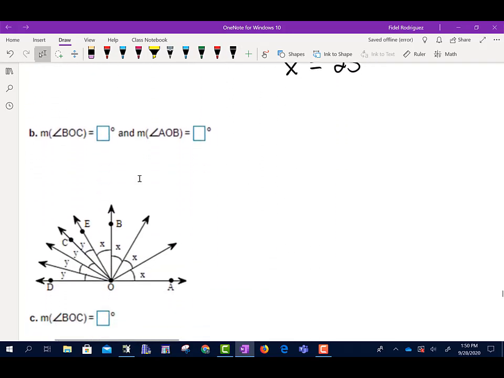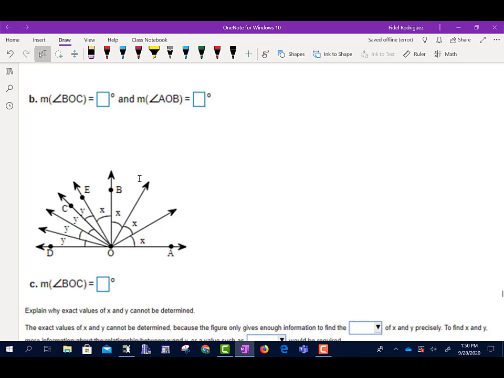Let's take a look at this next one. Angle BOC, let's see if we can do this one here. BOC, so B, O, and C. This angle right here. And angle AOB, let me get a pen. Here we go. A, O, and B.